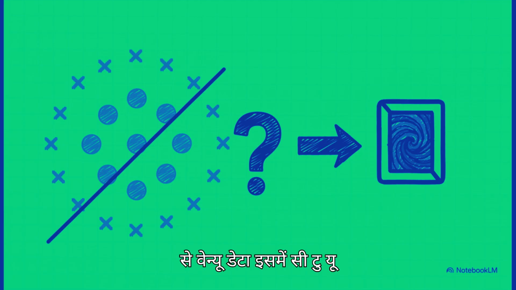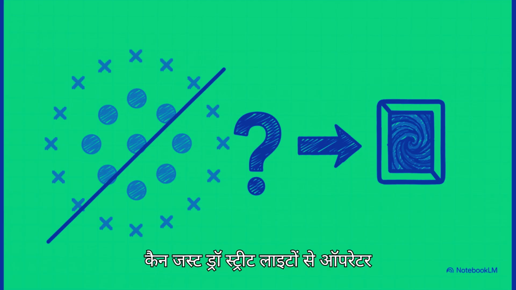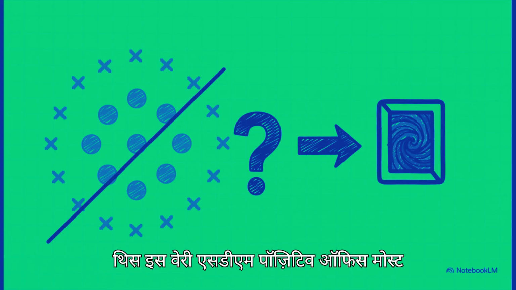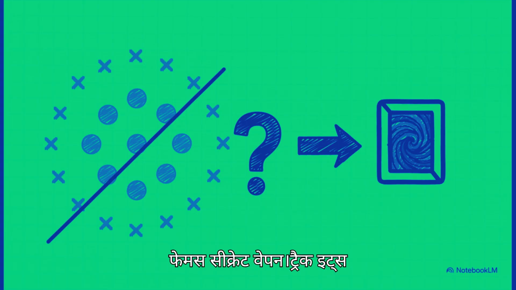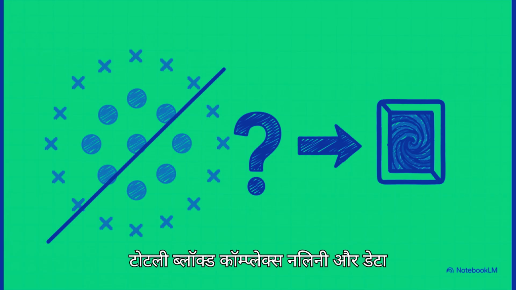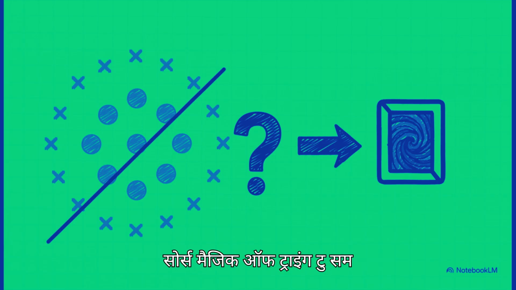What if it's all tangled up and you can't just draw a straight line to separate it? This is where the SVM pulls out its killer move, its most famous secret weapon, the kernel trick. It's a totally brilliant way to handle complex, nonlinear data.